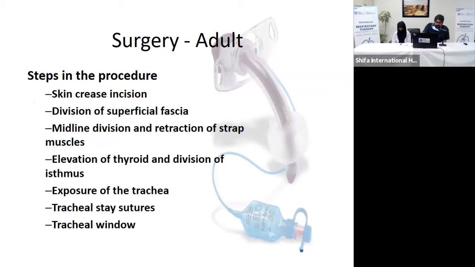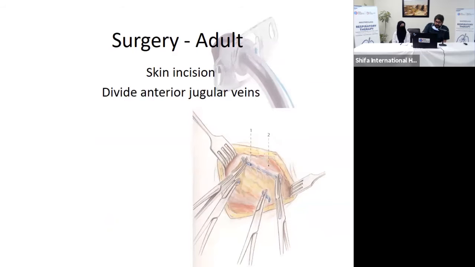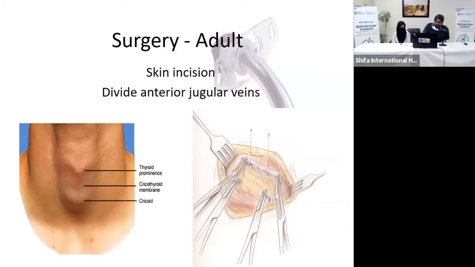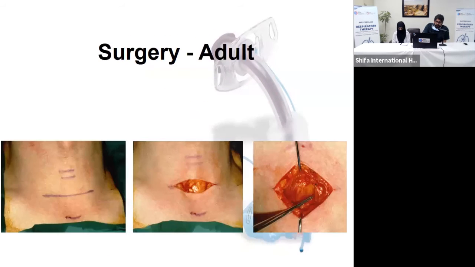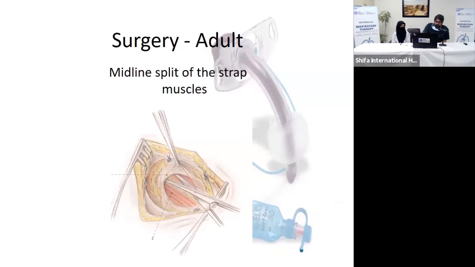How do we do it? I'll go through the procedure step by step, and it's just for your information. I'm sure we won't ask you guys to do it. So we make an incision in the skin crease. You can see in the picture, we ligate both anterior jugular veins. The way we do it is we find our thyroid prominence and cricoid prominence, and we go halfway between the cricoid and the sternal notch, and we make a cut. You can see the markings there. There's a cut, and you can see we're tying off the vessels.